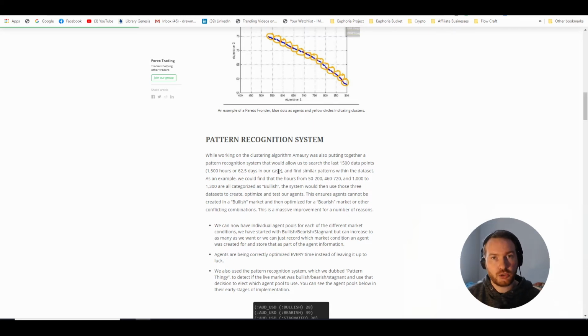It was selecting the most recent 1,500 data points or so, which is, roughly, well, for us it would be 1,500 hours. Each hour signifies a data point. 1,500 hours, you're talking roughly 60 days or so, right? So 62.5, I think, to be more specific.